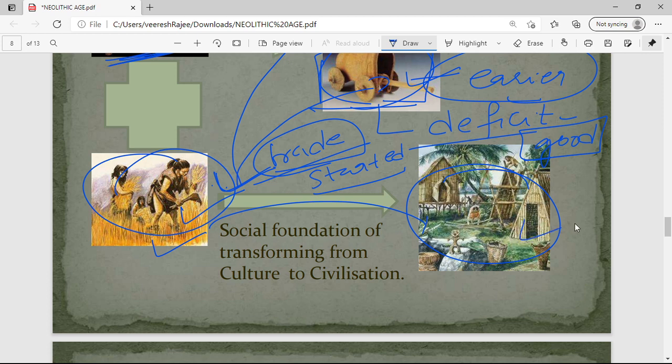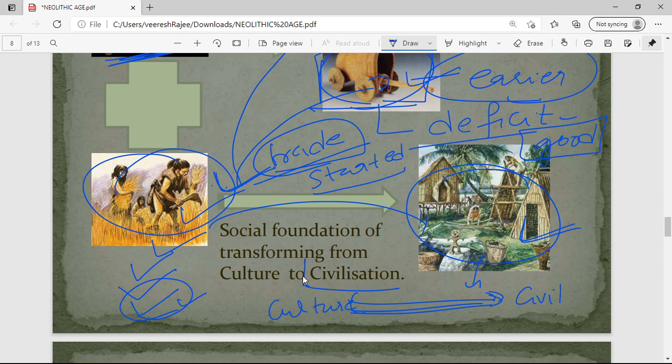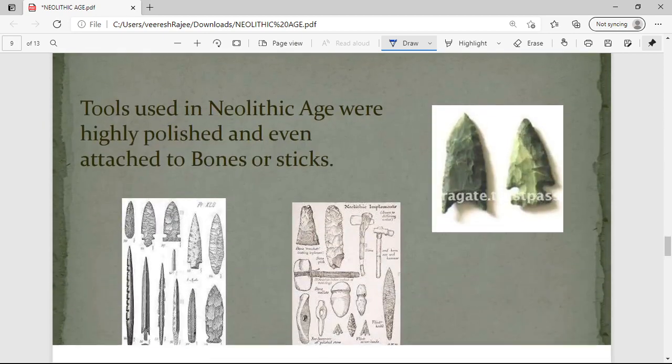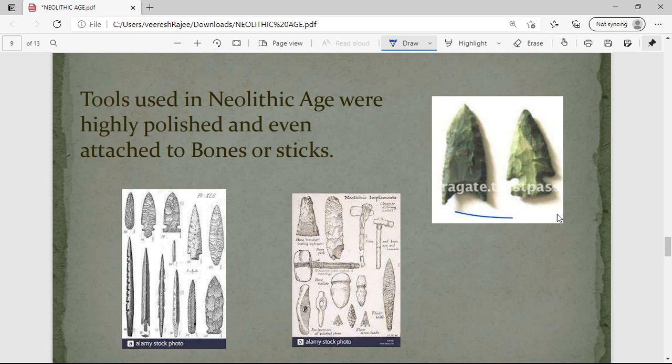People started settling down, and with the settlement of people, it laid the foundation for transforming culture into civilization. Till now it was only Paleolithic culture, then Mesolithic culture and Neolithic culture, but at the end of Neolithic culture we can see the rise of civilization because of the settlement of people at one particular place. We will learn about the most important civilization in the world after the Neolithic Age, that is the Indus Valley civilization.